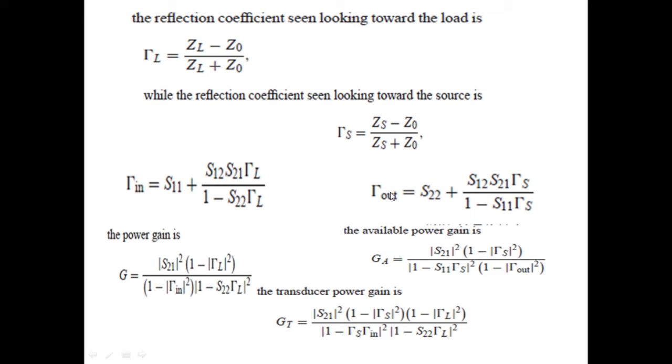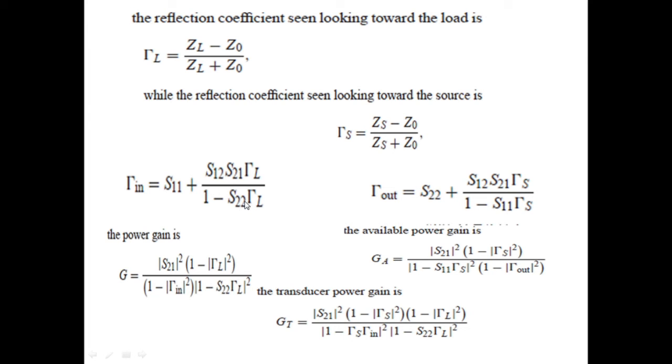Similarly, gamma out is the reflection coefficient looking towards the output side of the network, that is port 2. So it is S22 plus S12 S21 gamma S divided by 1 minus S11 gamma S. It looks somewhat similar to the gamma in formula. You can remember either one and write the second from it. The input side of the network is port 1, so here we have S11, but the output side of the network is port 2, so S22. Here we include the load, but for the output side we have gamma S, the source side. Oppositely, you have to include it.